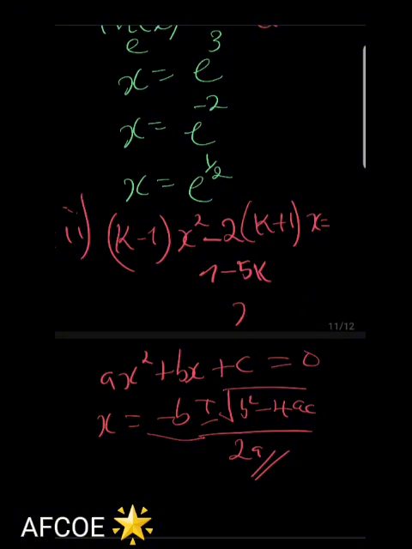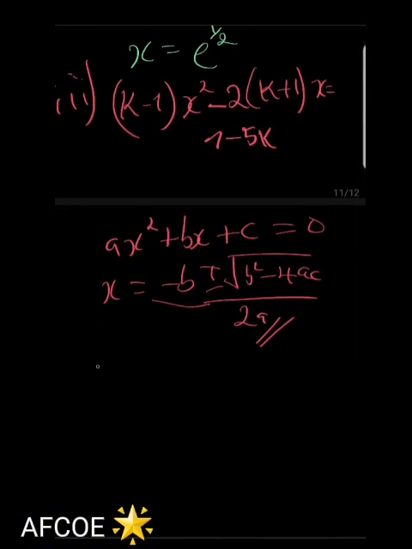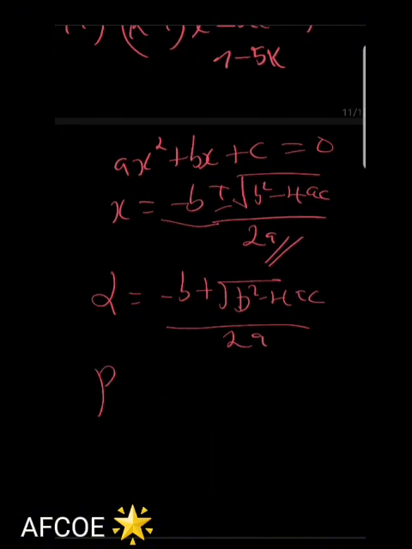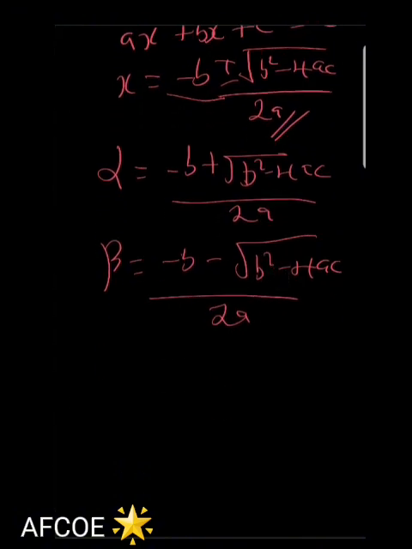Now they're telling us that this equation has roots alpha and beta. You get the first root by solving: alpha is equal to negative b plus the square root of b squared minus 4ac, all over 2a, and then beta will be equal to negative b minus the square root of b squared minus 4ac, all over 2a. This is now your alpha, this is now your beta. But I tell you that alpha equals beta.